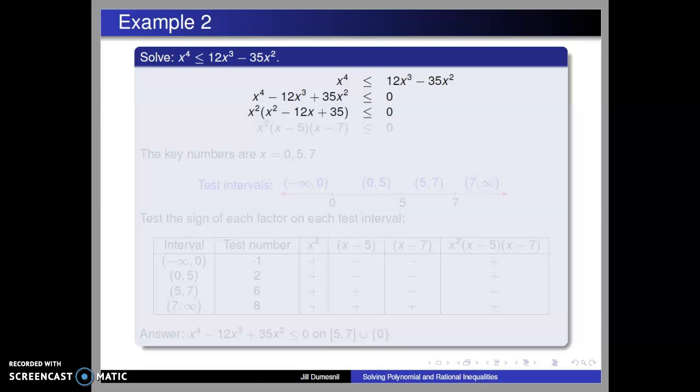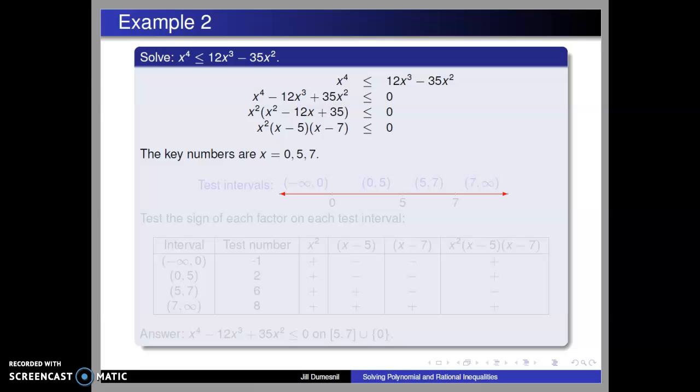Therefore, we factor out the monomial x squared. Notice that the other quadratic expression will also factor further. Thus, we want to solve the equivalent inequality x squared times x minus 5 times x minus 7 less than or equal to 0. The key numbers in this problem are x equals 0, 5, and 7.